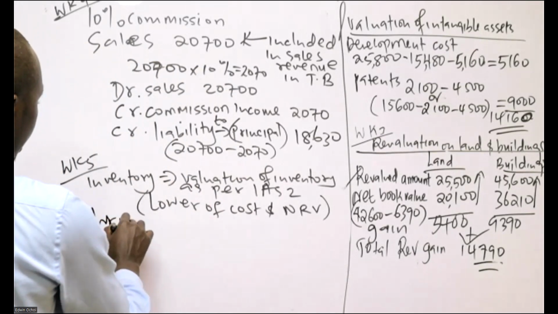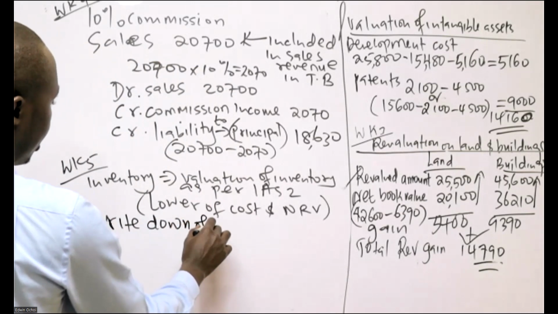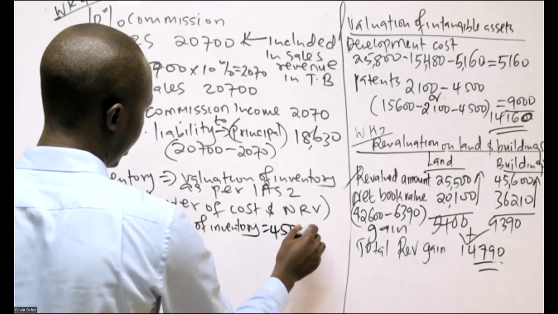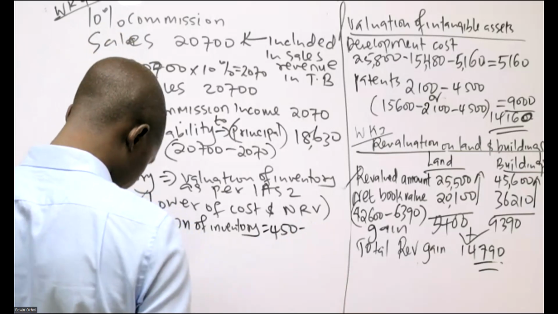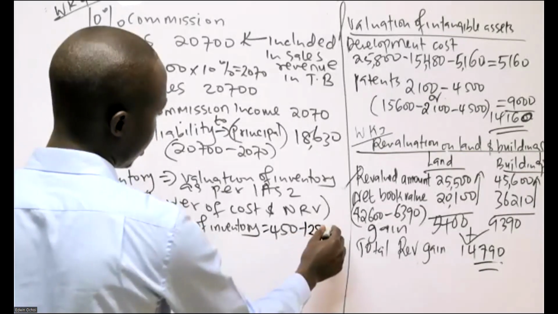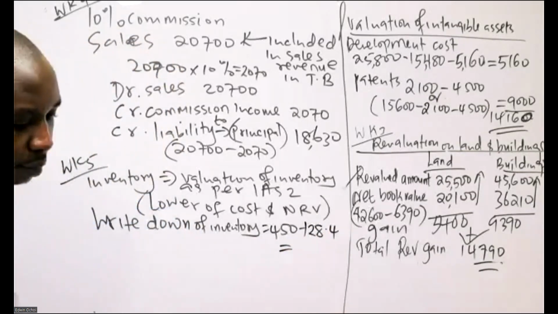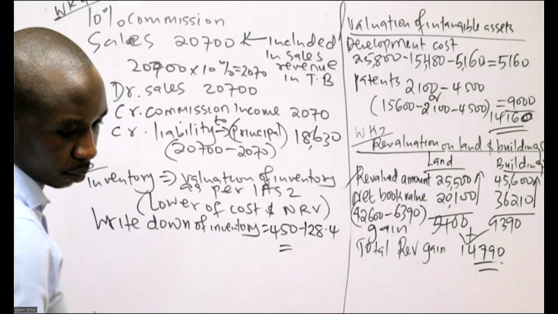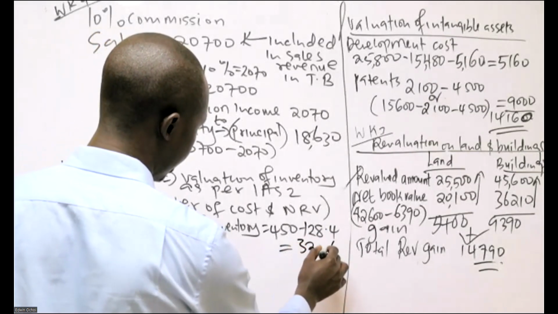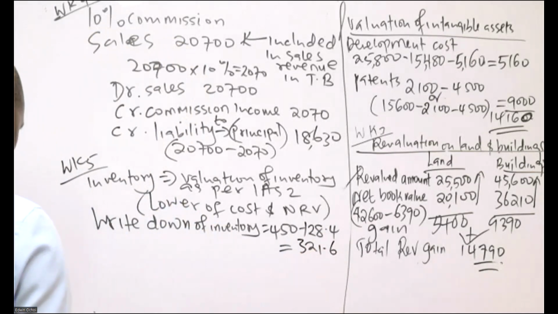So here there is a write down of inventory, because they sold. Their cost was 450, and they were sold at 128.4. So there is a write down of 321,600, which I'm writing in thousands as 321.6.